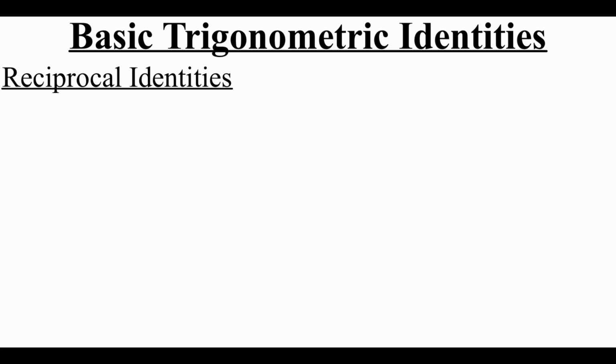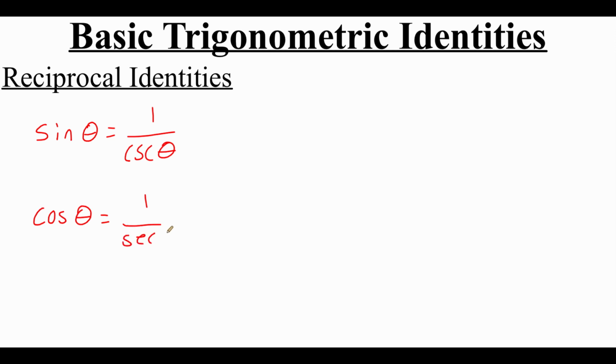The first type of identity that we're going to talk about are called reciprocal identities. This is a way to relate one trig function to another trig function by using a reciprocal relationship. If we wanted to look at the sine of theta, the reciprocal for our sine of theta is the cosecant. So the sine of theta is going to be equal to 1 over the cosecant of theta. The cosine is related to the secant, and it's 1 over the secant of theta. Tangent is going to be related to the cotangent. That's going to be 1 over the cotangent of theta.